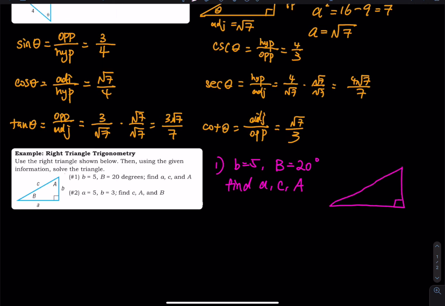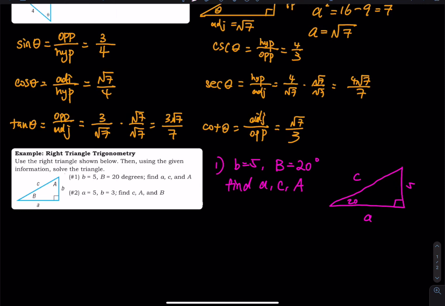Okay, so c, do we know c? C we don't know. A we don't know either. And then B is 20 degrees, so that is like my theta. And then b is equal to 5, so that is the opposite.